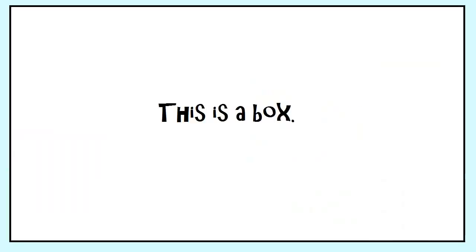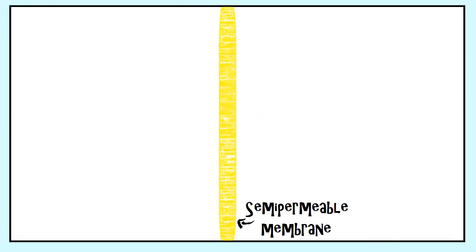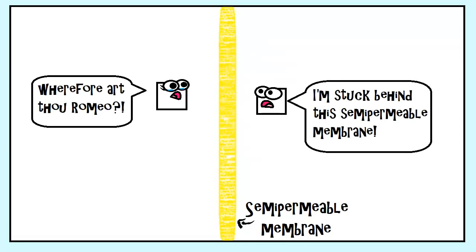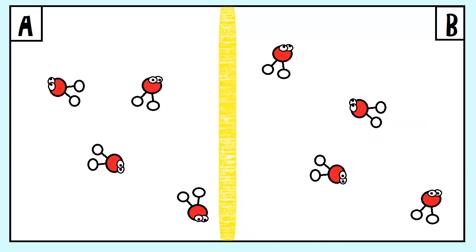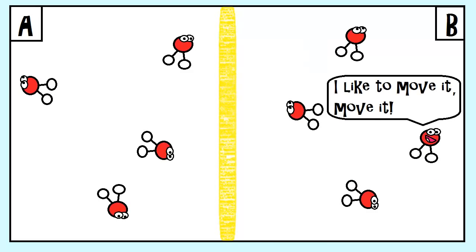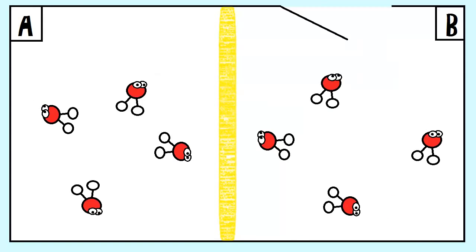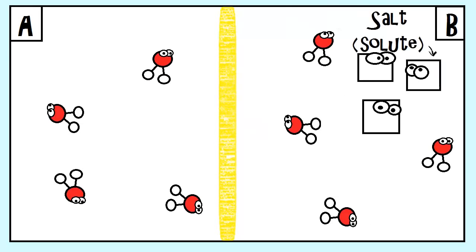So let's imagine you have a box with a semi-permeable membrane in the center. And remember, this membrane will let tiny things pass through it like water and gases, but not large solutes like salt. We'll label one side of the box A and one side of the box B. If you had pure water on both sides of the box, those water molecules, they're moving. Water molecules, they like to move. But the net movement of water on the two sides is zero, meaning the overall change in direction of movement is zero.